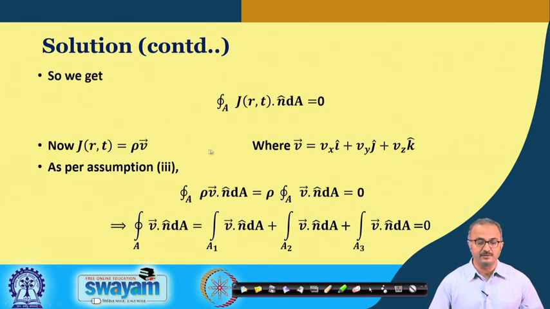Here the velocity is written in its vectorial form. These Vx, Vy, Vz are the three components in the three directions, and i, j, k are the unit vectors in the x, y, z directions respectively. Now we are expanding these terms. Because the density is constant, we can take the density out of the integral, and then we get this term, which is applied to the three different ports. Now we shall come to each of these terms one by one.